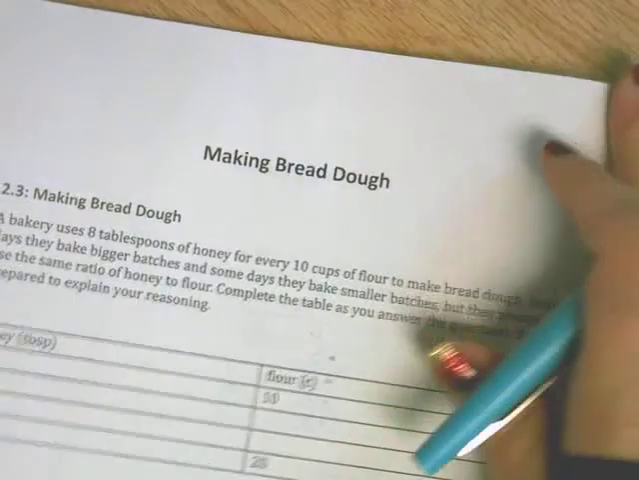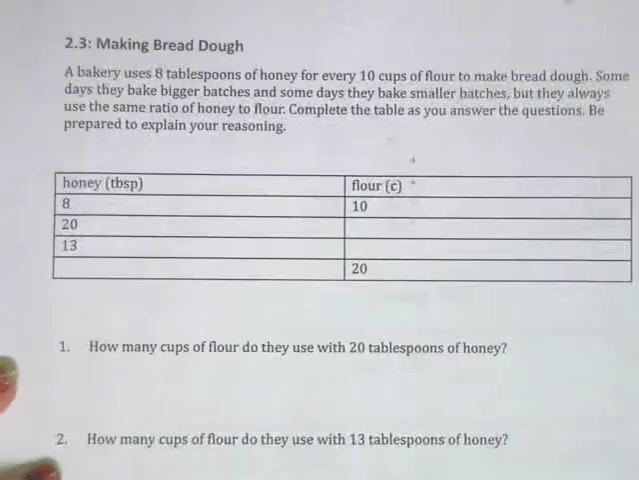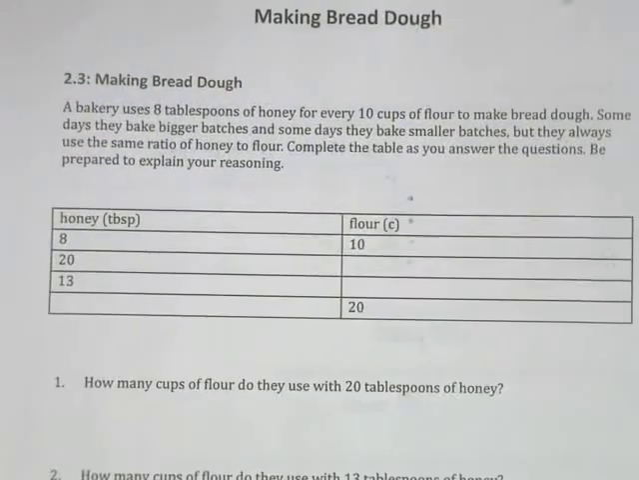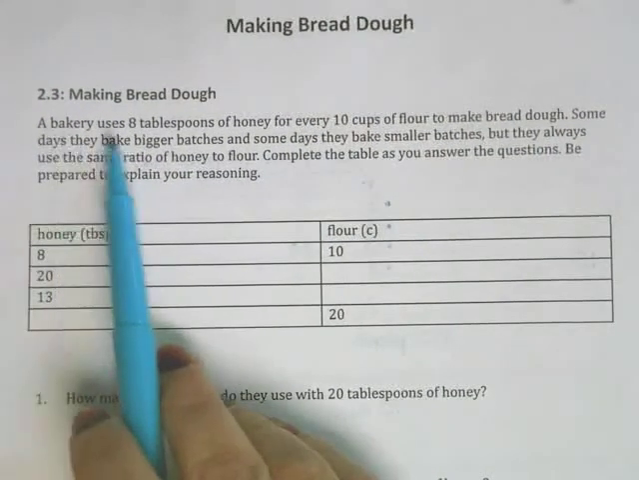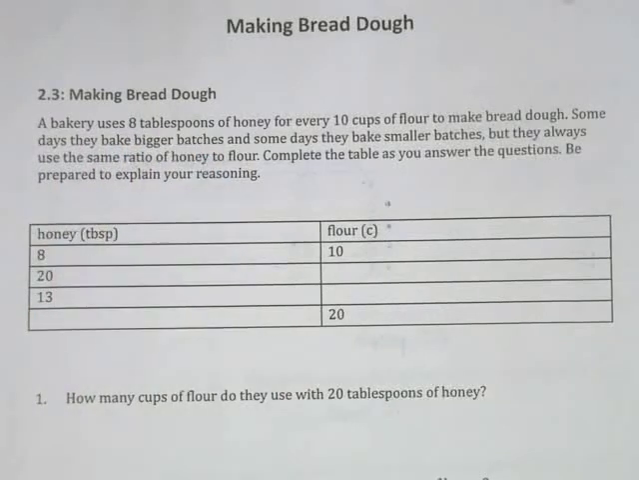This one now, though, has maybe some more difficult numbers that we're looking at. This one's called making bread dough. So let's read this one together. A bakery uses 8 tablespoons of honey for every 10 cups of flour to make bread dough.